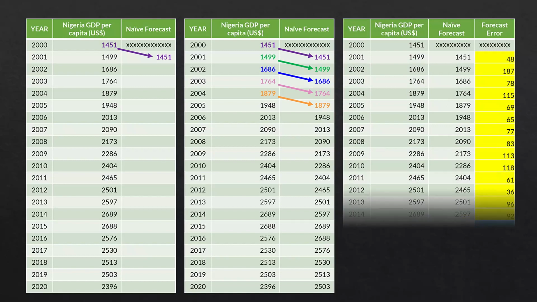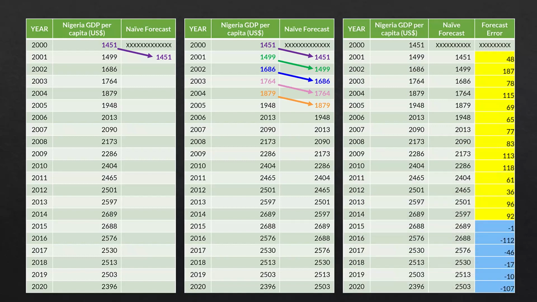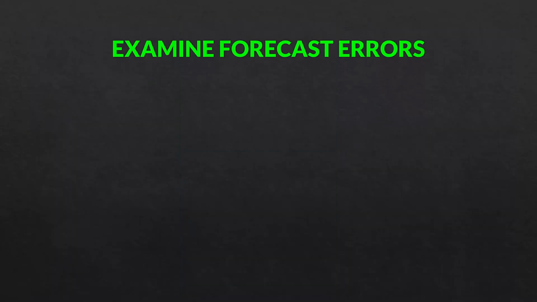Then we measured our forecast error, which is just the actual value, which you can see there in the second column, minus the forecast value, which is there in the third column. So for example, in 2001, the actual value was $1,499. The forecast value was $1,451. So $1,499 minus $1,451 has an error of 48. And we go ahead and continue that process all the way down the columns. So that is the background.